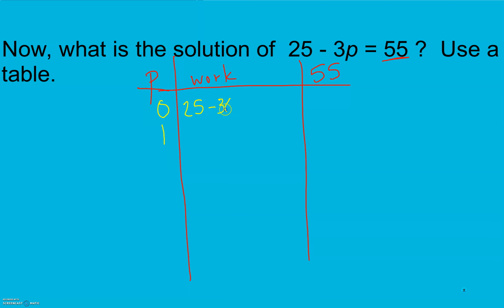So 25 minus 3 times 0. 3 times 0 is 0. 25 minus 0 is 25. It is not what I'm looking for. Now let's try the next one.